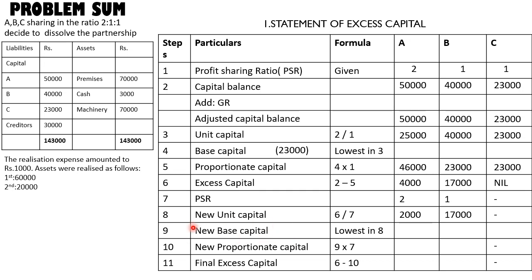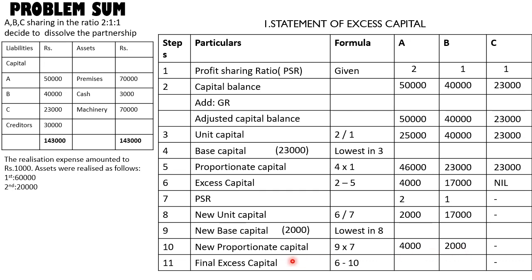Step number 9 is new base capital, which is the lowest value in step number 8, which is again 2,000. So we'll note down 2,000. Step number 10, we have new proportionate capital, which is step number 9 into step number 7. So 2,000 into 2 is 4,000 and 2,000 into 1 is 2,000.